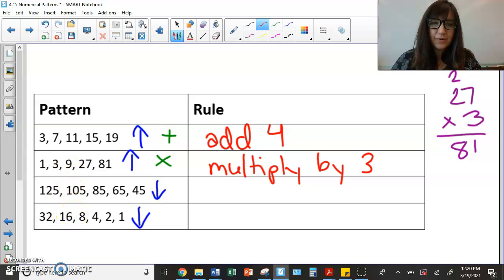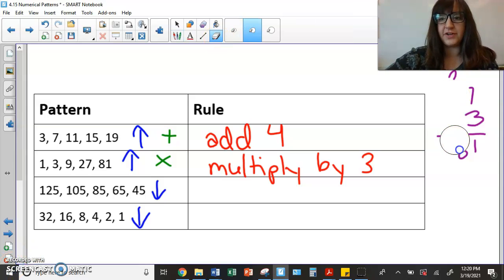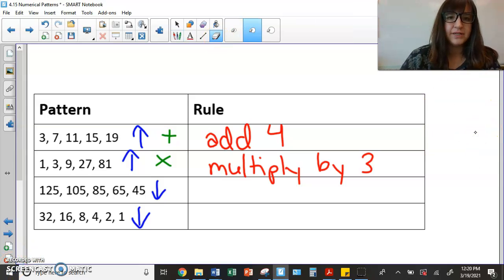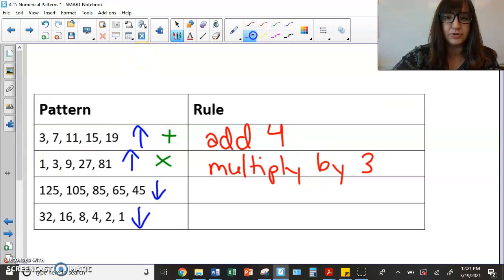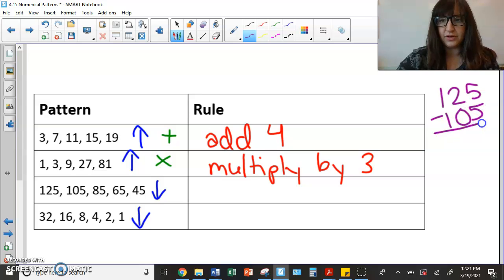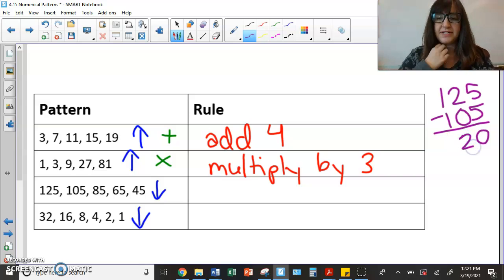Okay? So now these patterns right here are going down. Just like when I did adding and multiplying, I'm going to try subtracting first. I'm going to see if the subtracting works, and if not, I'll try division. So in order to figure out my subtraction, I'm going to take 125 and subtract 105 from it. So I'm going to take 125 minus 105. Okay, so 5 minus 5 is 0, 2 minus 0 is 2, and 1 minus 1 is 0. So that means there's a difference of 20.